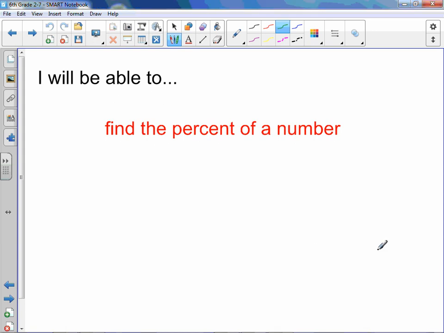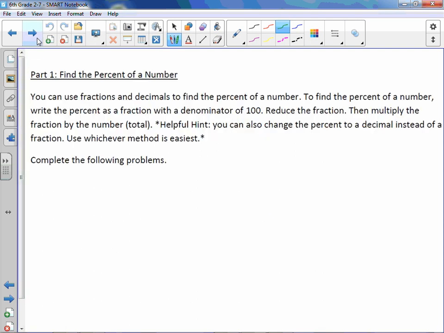Chapter 2, Lesson 7, Percent of a number. You will be able to find the percent of a number. You can use fractions and decimals to find the percent of a number.